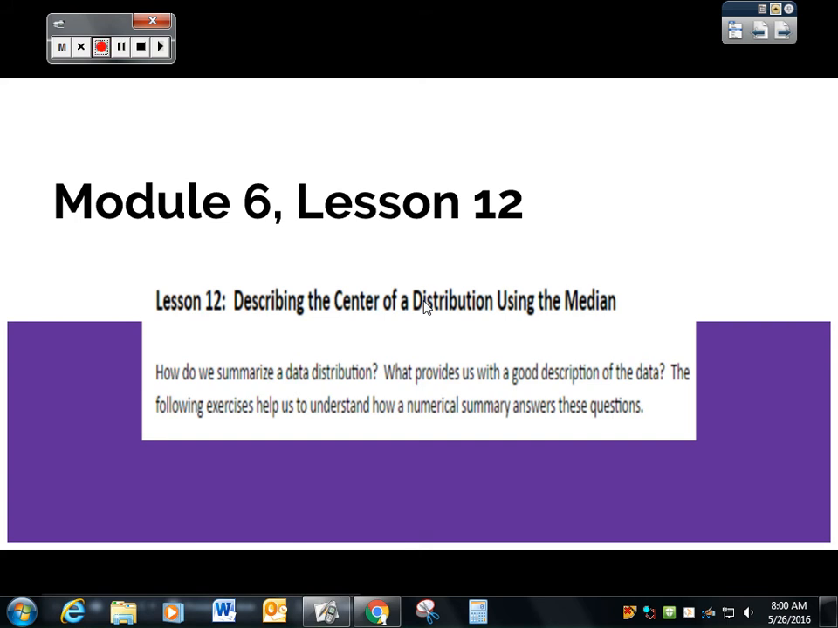Module 6, Lesson 12. Lesson 12, Describing the center of a distribution using the median. How do we summarize a data distribution? What provides us with a good description of the data? The following exercises help us to understand how a numerical summary answers these questions.